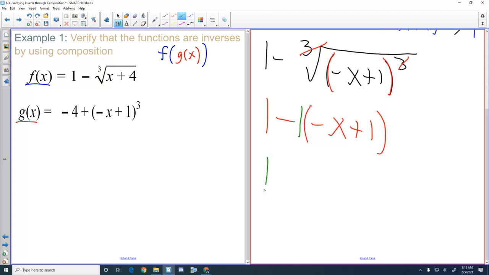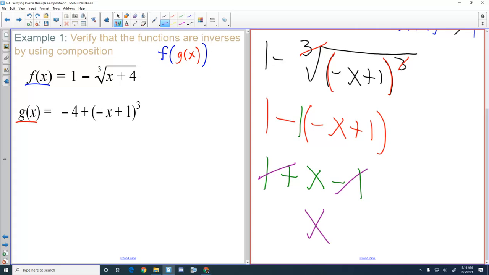So this will be 1. A -1 times a negative x is a positive x. -1 times 1 is a -1. And so then we distribute the negative. We have 1 plus x minus 1. Lastly, if I've got a positive 1 and a -1, I can cancel those out. And you can see we are left with just an x all by itself.